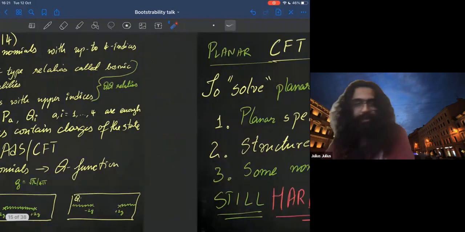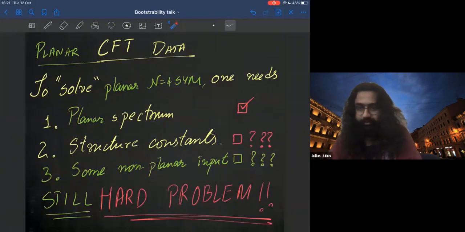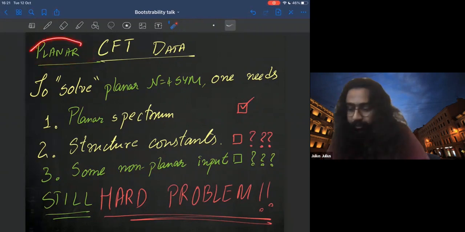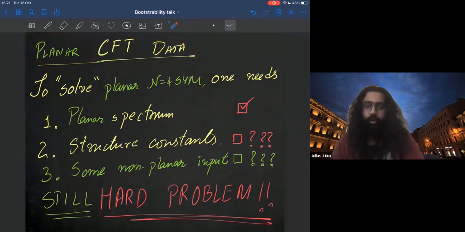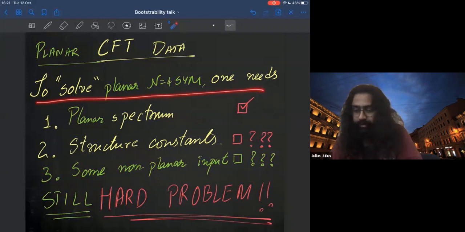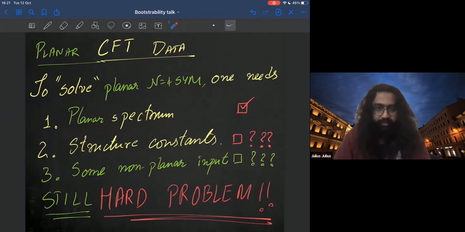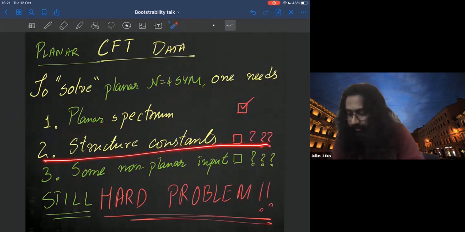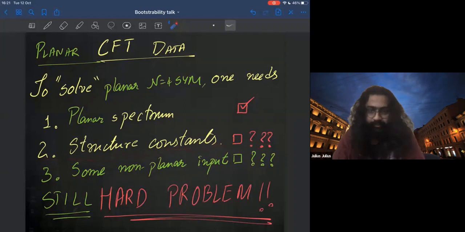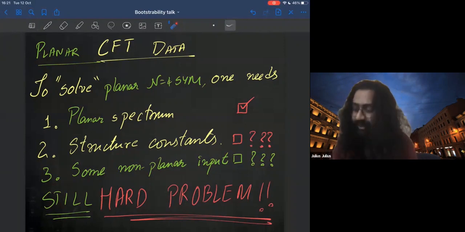Great. So now we can go back to almost the motivation slide and just add the word planar. Okay, so suppose I want to find planar CFT data. What do I need? Suppose I want to solve planar N=4 Yang-Mills. In principle, now I know the planar spectrum, which is really good. I still have no idea about the structure constants yet. Well, I shouldn't say that because actually there has been recently a lot of progress in this direction. But okay, for the purposes of the story, let's just say we don't know enough at least.